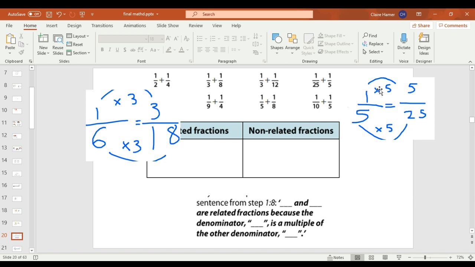So as you're going through the questions and sorting them out, maybe you could write the answers down as well. But the fractions are related if you only have to change one of them to find an equivalent fraction. So sometimes the denominators are multiples of one another. So 12 is a multiple of 3. Right, you have a go.